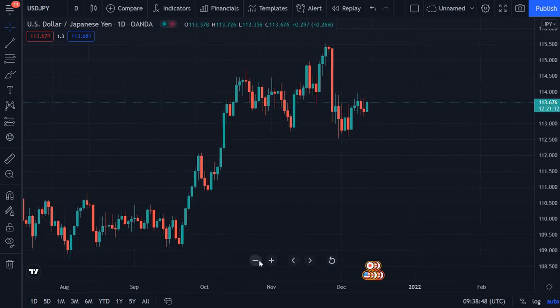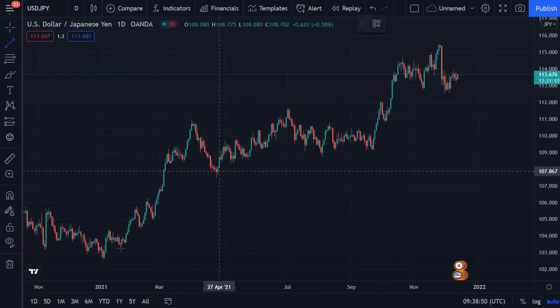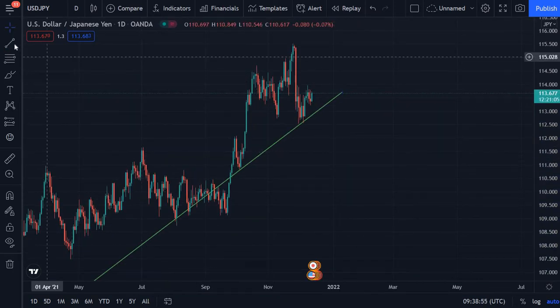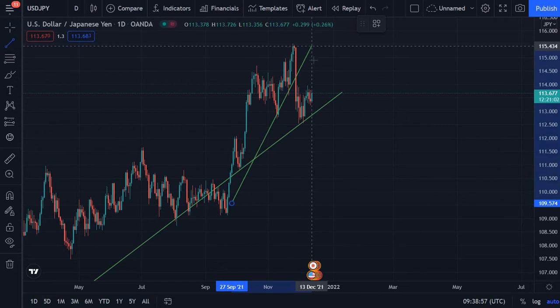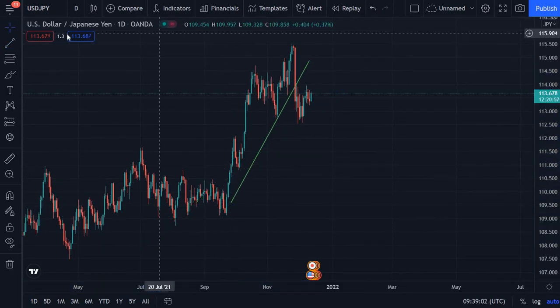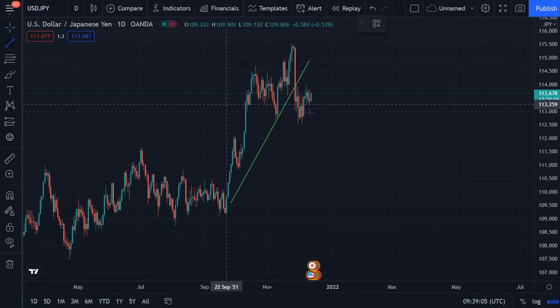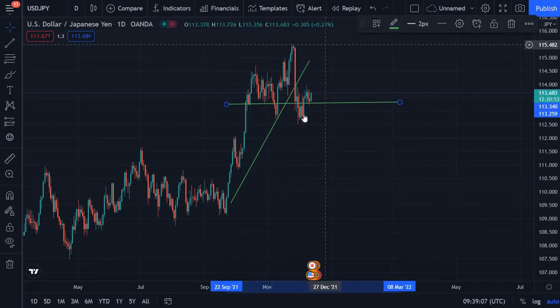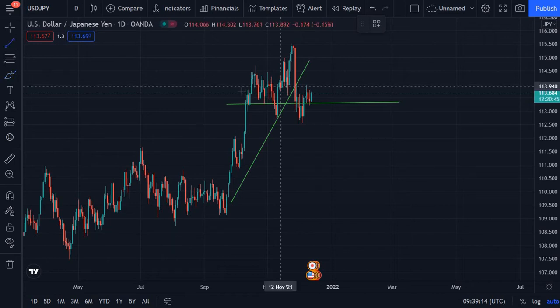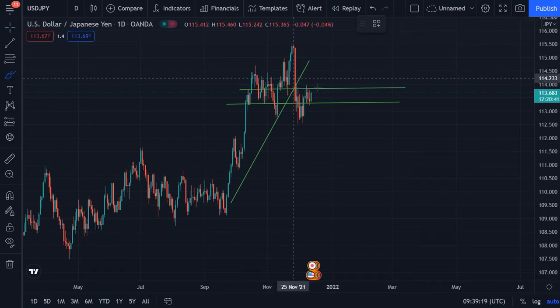So checking the USD Japanese yen here, kind of on an uptrend, broke this line here. Now above this one, broke this level here, which could turn out to be a movement here, going back and forth. For now, trading within here.